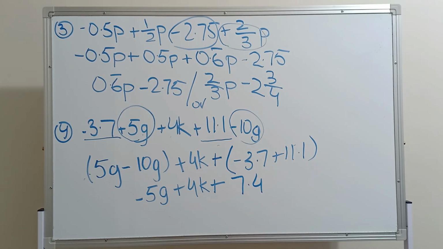Now, that is our final expression. We cannot add these two because they don't have the same variable. One is g and another one is k.